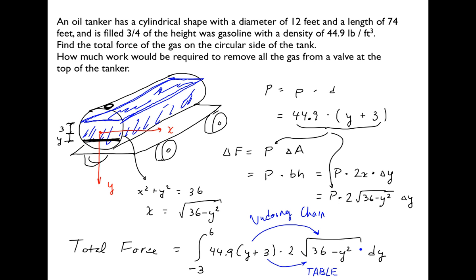So this first one, when you have y times the square root, you could do undoing chain. And when you have 3 times the square root, that's the table integral. So you use both because there's two terms. I want to make sure everyone understood that. Are we good on that? Okay. So now I'll start erasing and keep working.